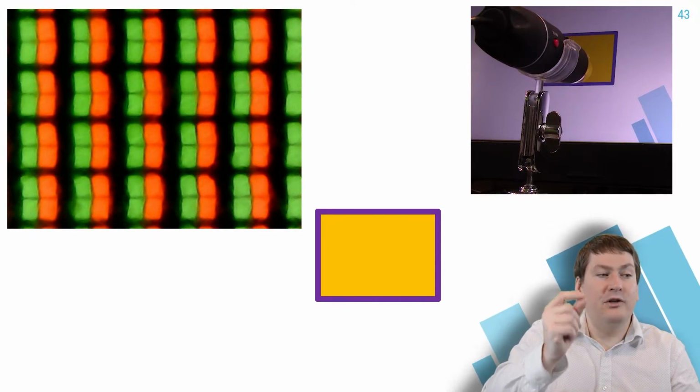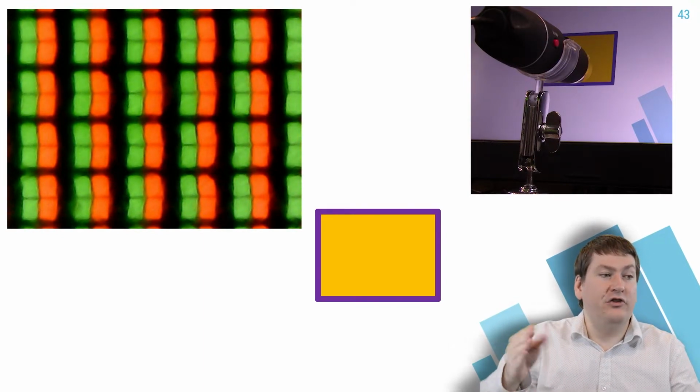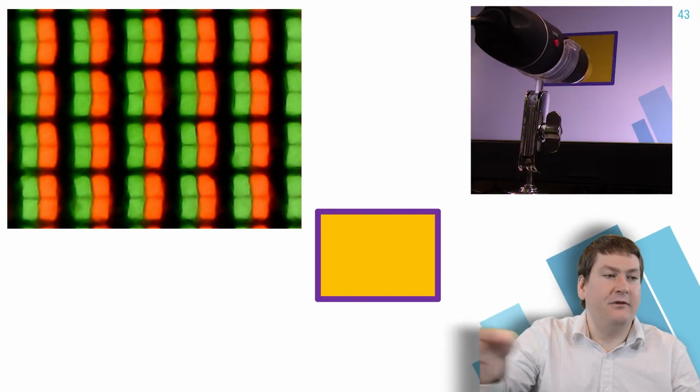By being able to individually control each pixel's intensity, how bright the green is, how bright the red is, we can get far more shades of colors than just the basic primary colors and the first set of mixes.